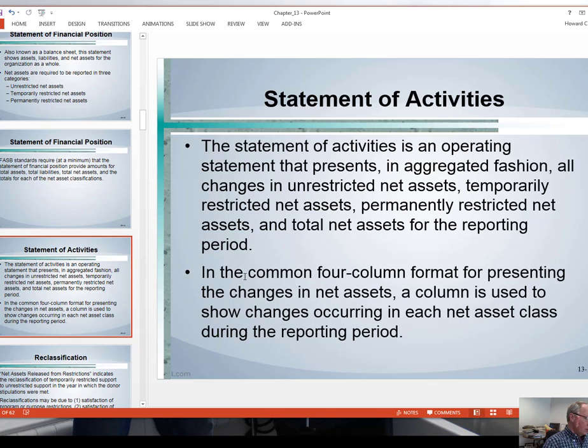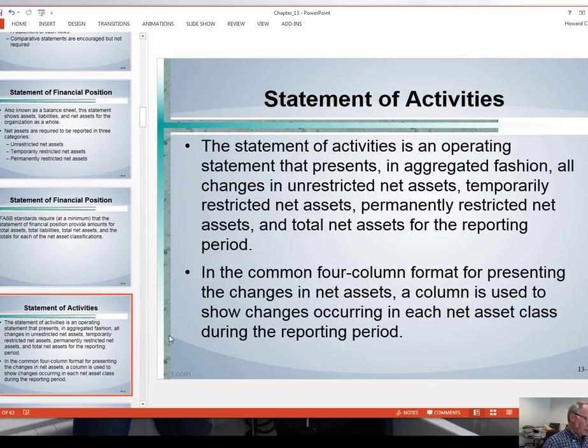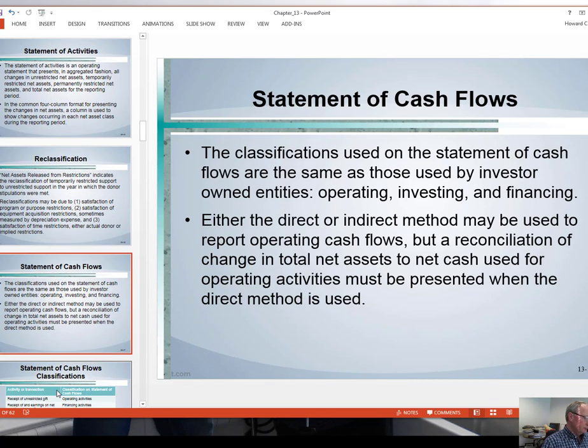Statement of activities. They talk about the columns to use here, a four-column format. Again, look at the pages that I posted and that you have in your textbook, and see how the funds actually flow across from the restricted and temporarily restricted to unrestricted, using these restrictions met for the resources. That's what they're talking about here, these reclassifications and cash flows.